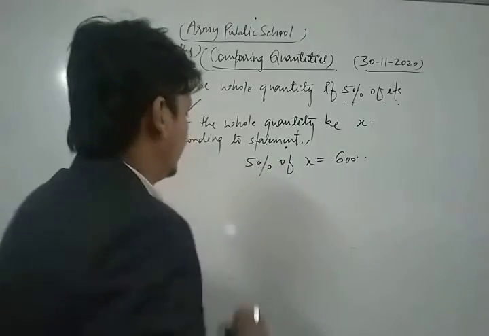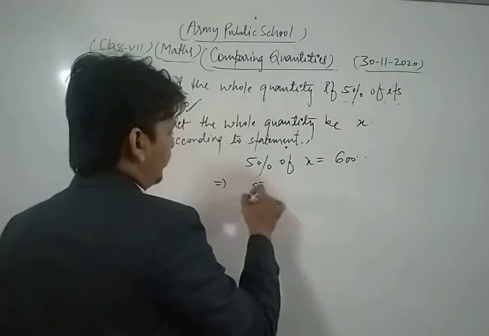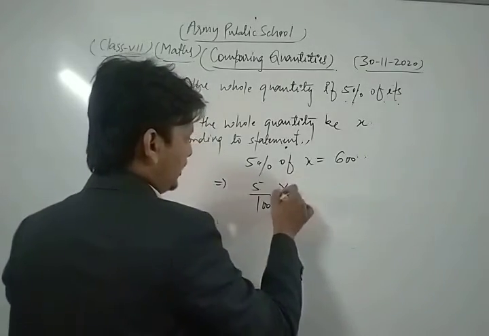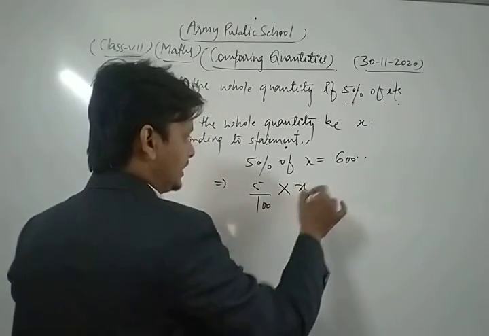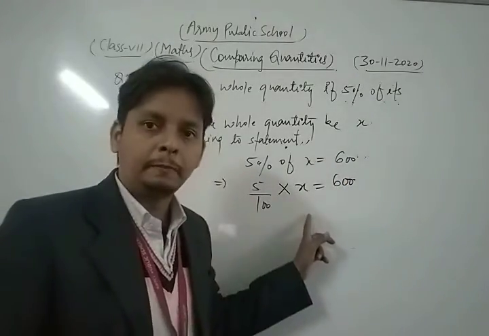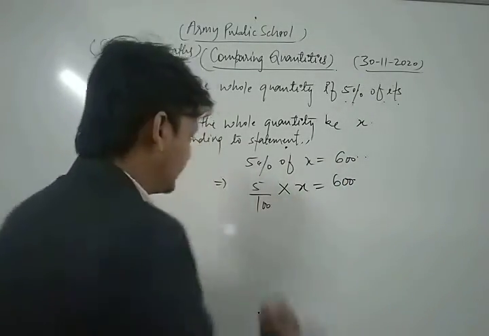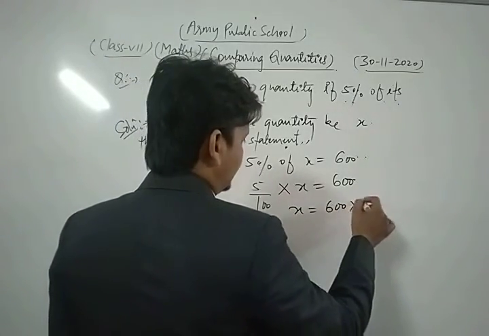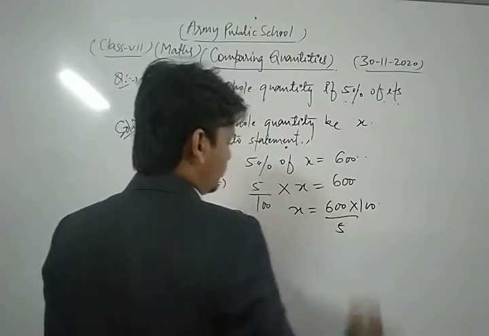Now let's see. 5% we can write as 5 upon 100. The concept of "of" is what? Multiply. So here we write multiply, x as it is, equal to 600. Now from there we find the value of x. So the value of x is 600 into 100 upon 5.